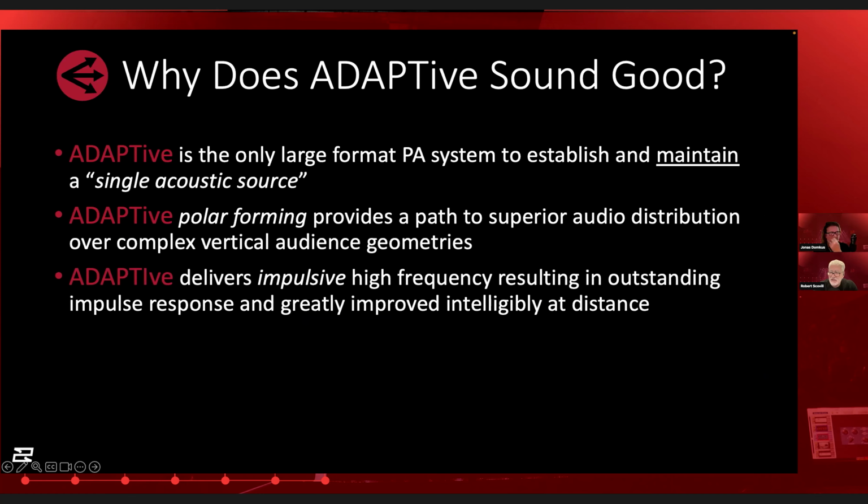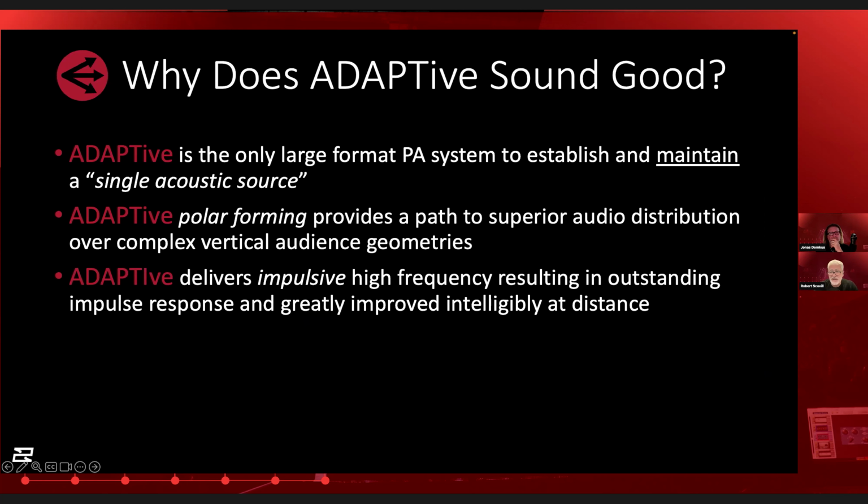I think this one gets glossed over a lot, just simply because there are so many systems out there that are mechanically articulated. But adaptive actually gives you the ability to have what I've termed impulsive high frequency, as opposed to diffusive high frequency, meaning coming from many different areas in the array and causing all kinds of issues.